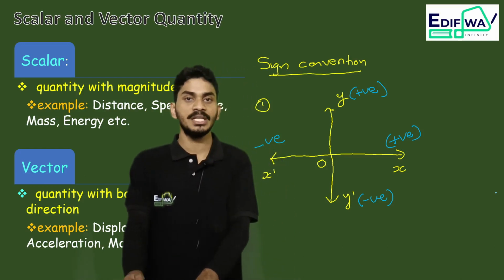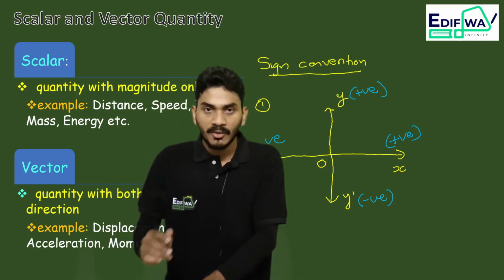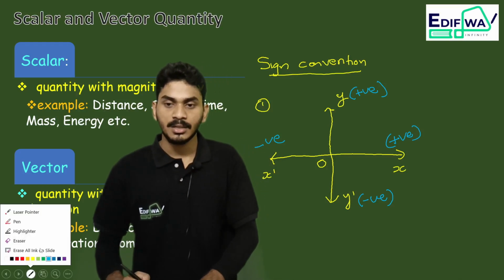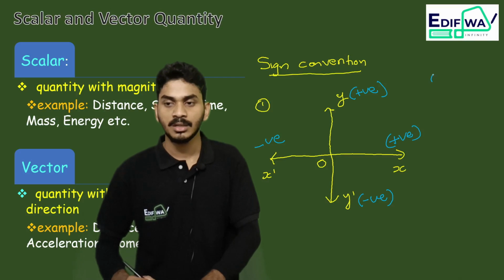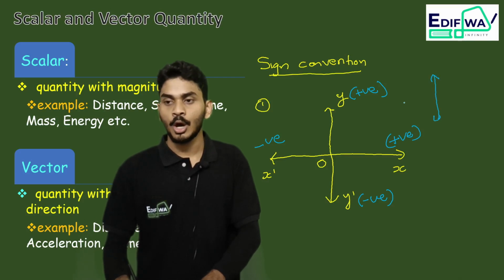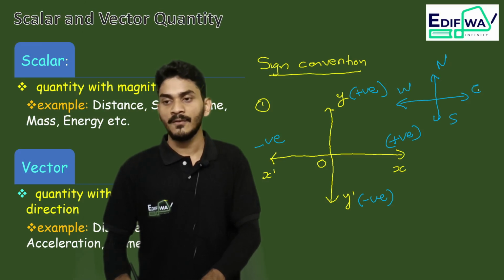Then the physical quantities, that is vector quantity, will be taken as negative. Okay. And I will give you one more thing, that is, you know that we use it to specify the direction as north, south, west and east.